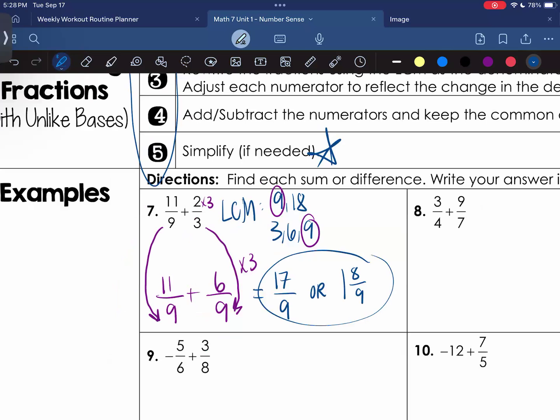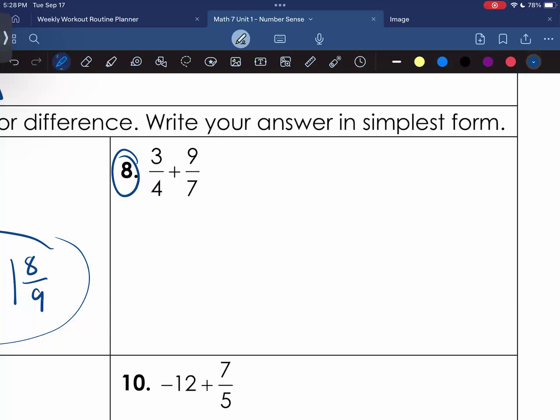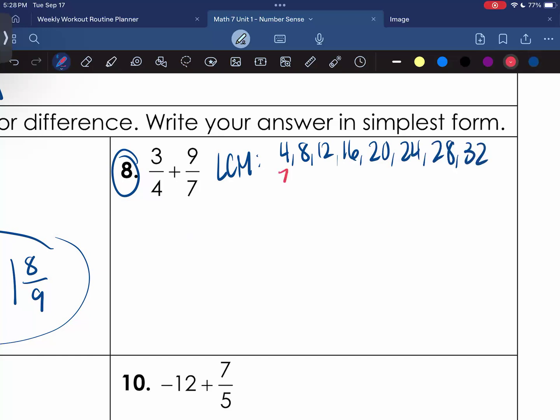All right, you should have paused the video and tried number 8 on your own. So our LCM of 4 and 7. So we have 4, 8, 12, 16, 20, 24, 28, 32. I'll pause there to see if I have enough. And then 7, we have 7, 14, 21, 28. I can stop because I have 28 in common. All right, so we have 28 on the bottom of our fractions.